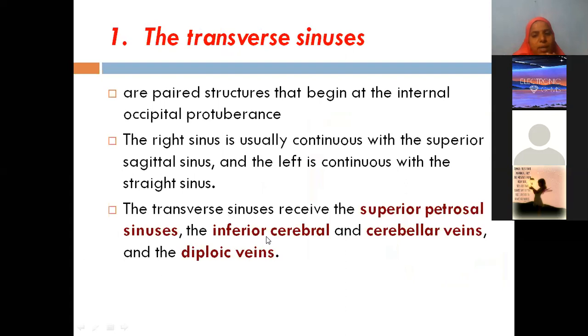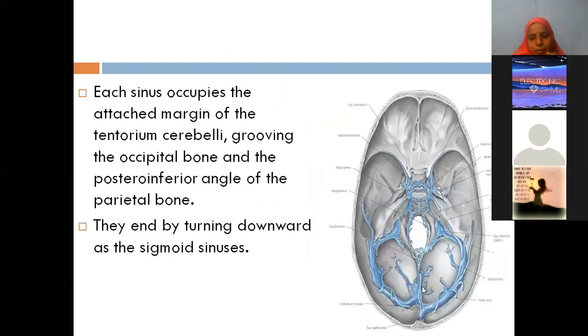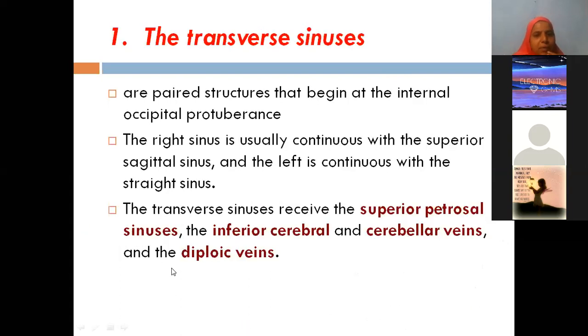How many transverse sinuses are there? This is one transverse sinus, and this is two. Two transverse sinuses, right and left. They are paired and begin at the internal occipital protuberance. Right sinus is usually continuous with, as I just told you, superior sagittal sinus. Left transverse sinus, of course veins will have many variations, these are only arbitrary things, is most of the time in continuation with straight sinus.